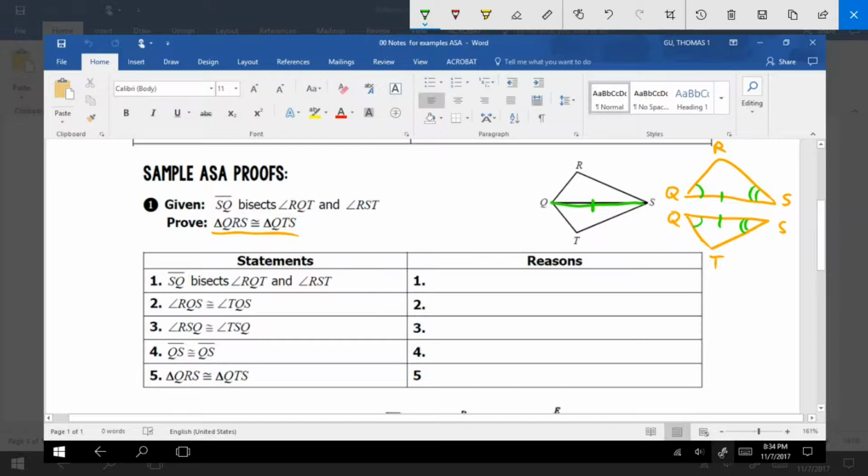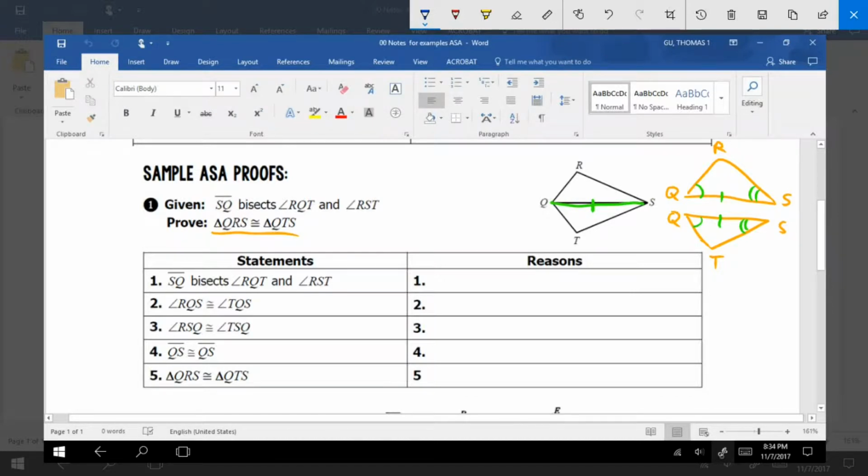So now let's fill in our proof table. We can already see from our diagram that we've drawn and the things that we've gotten from the given that these two triangles will in fact be congruent. So let's fill in the proof table. Step 1, SQ bisects RQT and angle RST.